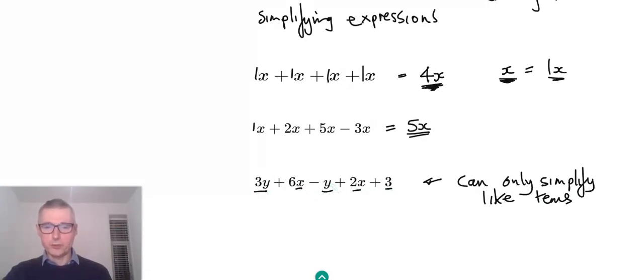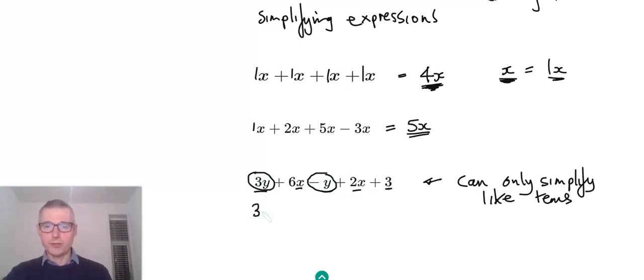So what I'm going to do is I'm going to rewrite this by shuffling the numbers. I'm going to take the things that are like each other, like the y's there, and move them almost as though they're counters. So I'm putting the things that are like each other next to each other.